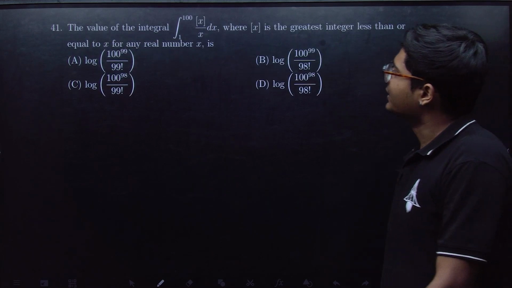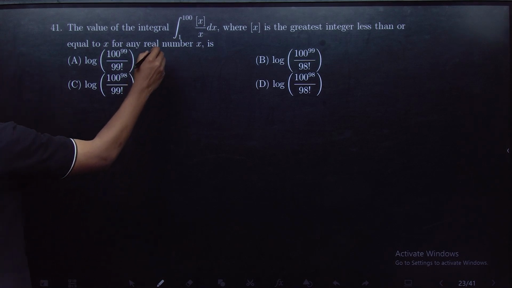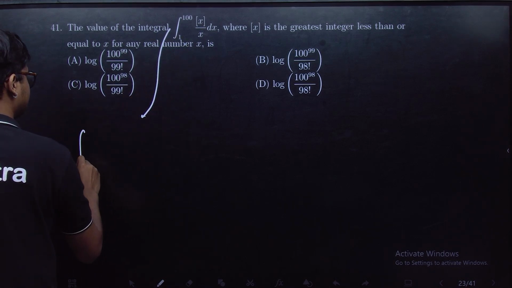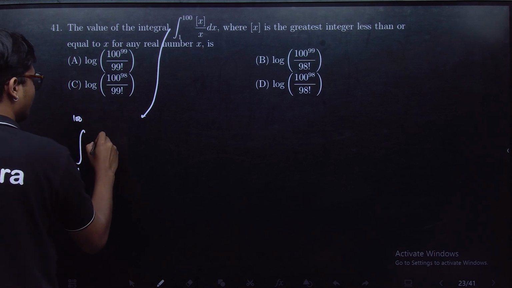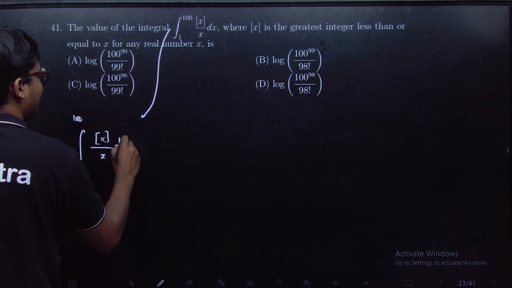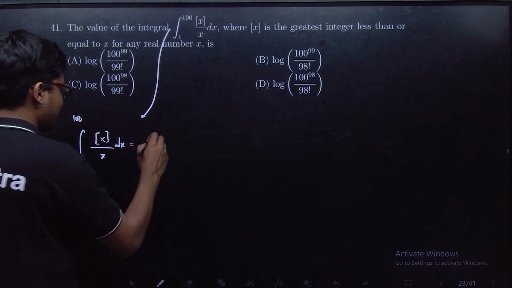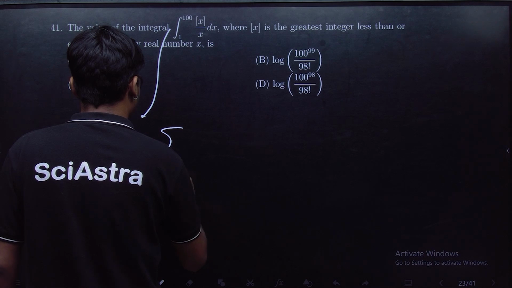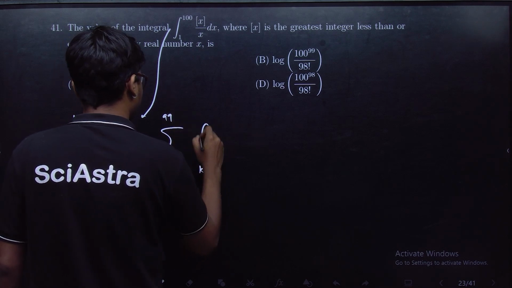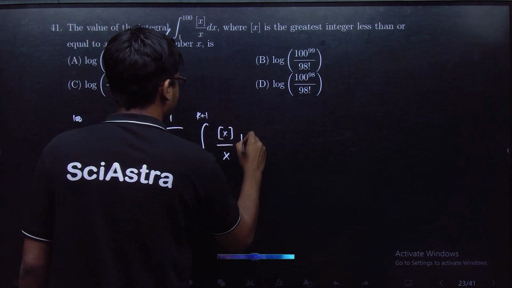Coming to question 41. Find the value of this integral from 1 to 100 of floor of x by x, okay? So first of all, we're integrating over 1 to 100, right? Now I can split this into subintervals of length 1, right? 1 to 2, then 2 to 3 and so on and so forth, right? So this can be written as summation k equal to 1 to 99, integral k to k plus 1 of floor x by x dx, right?